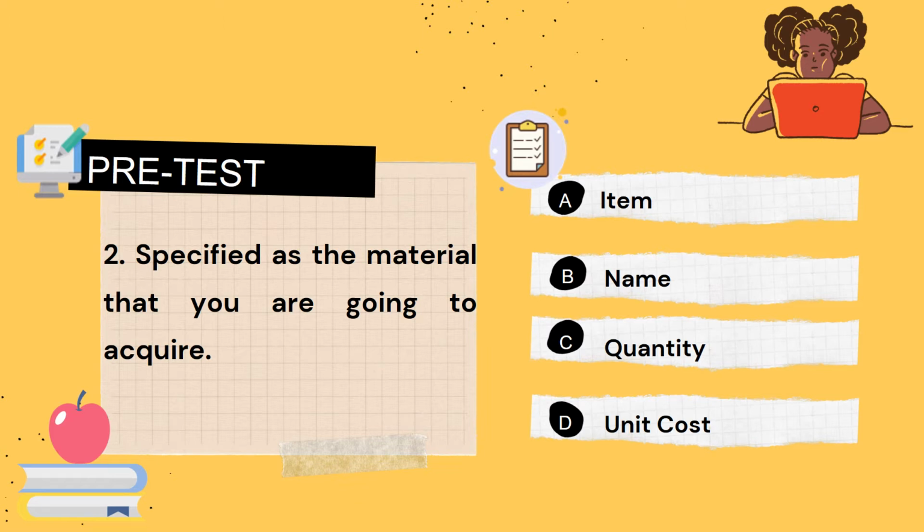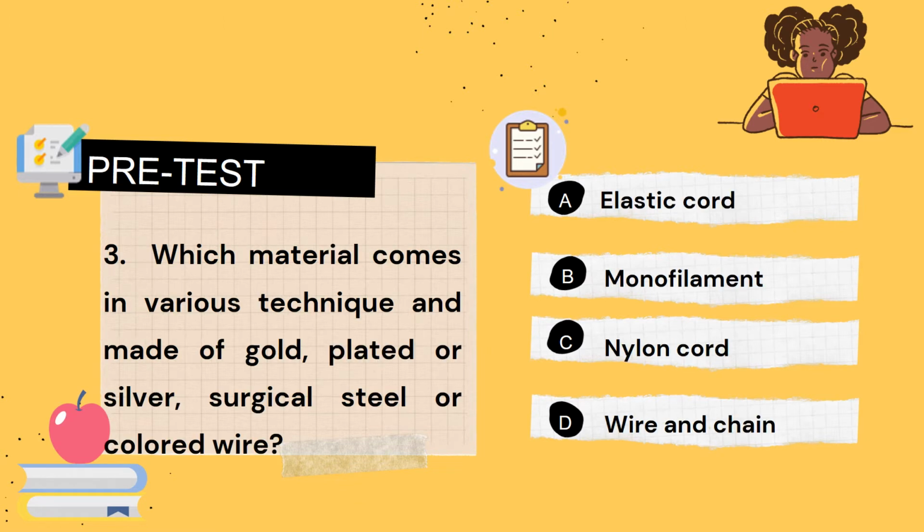Second question. Specified as the material that you are going to acquire. A. Item. B. Name. C. Quantity. D. Unit cost. Third question. Which material comes in various techniques and made of gold, plated or silver, surgical steel, or colored wire? A. Elastic cord. B. Monofilament. C. Nylon cord. D. Wire and chain.